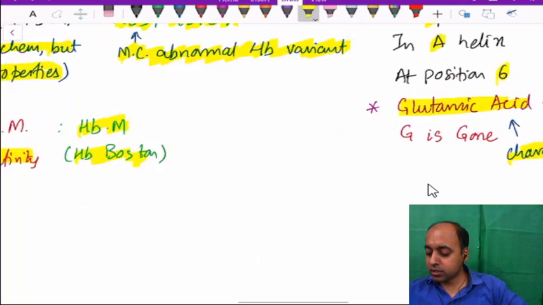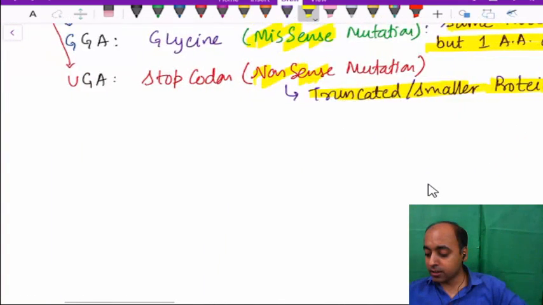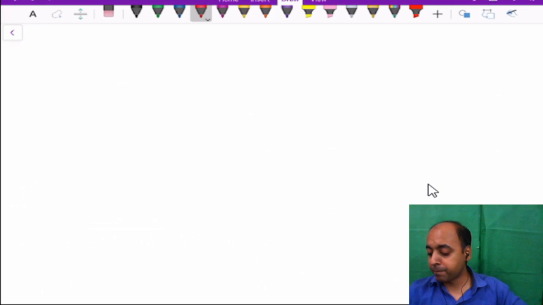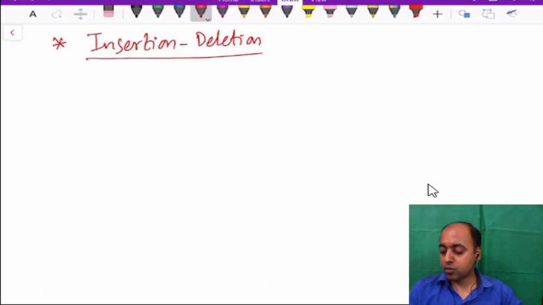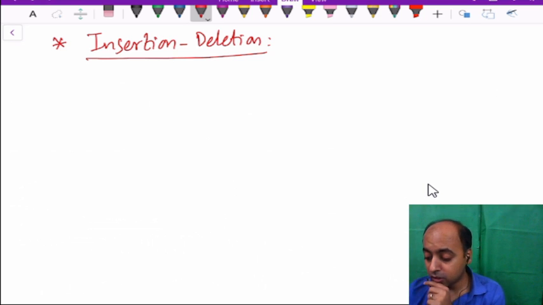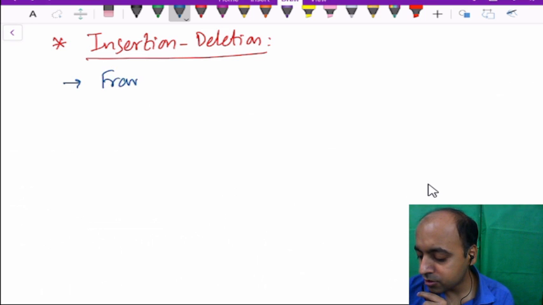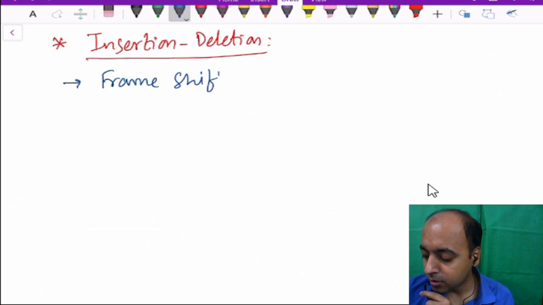We move on to the second most common variant of mutation, and this is the insertion deletion. The second most common variant, and it is the insertion deletion. Now, in insertion deletion, what you get to see is primarily frame shift mutation. Primarily, we get to see the frame shift mutation.